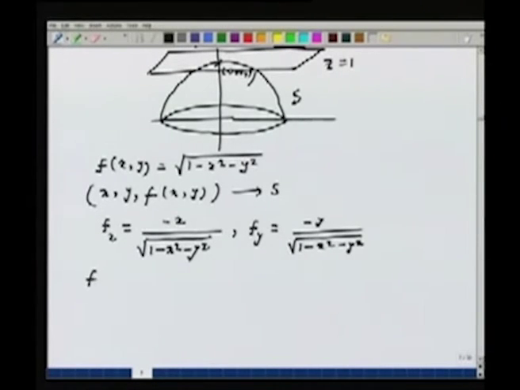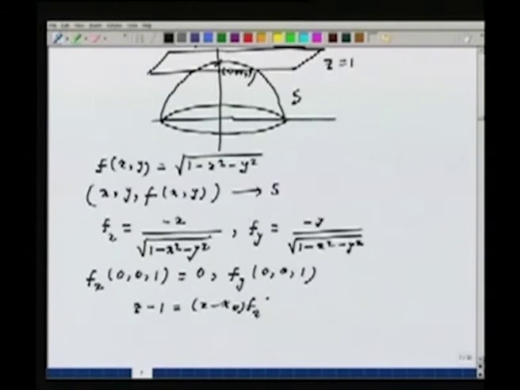But note that I will need fx at the point where I want to find the tangent plane, that is (0, 0, 1). If I put x equal to 0, then fx turns out to be equal to 0, so is fy. Then the previous formula of the equation of a tangent plane at a point x naught, y naught suggests that z minus z naught, which is 1, equals x minus x naught into fx at (0, 0, 1) plus y minus y naught into fy at (0, 0, 1). But fx and fy are 0, so what I get is 0.